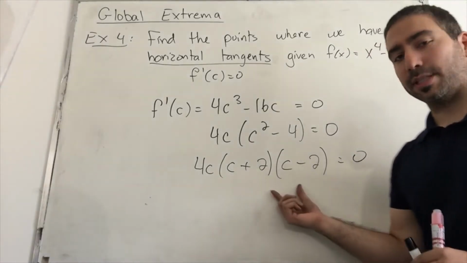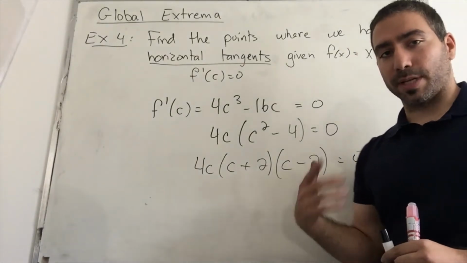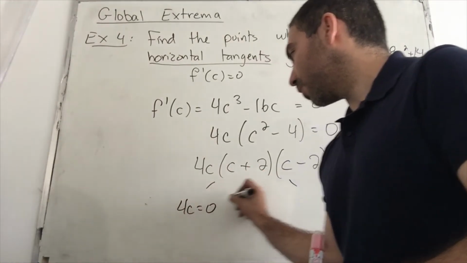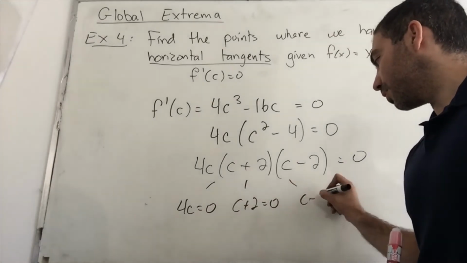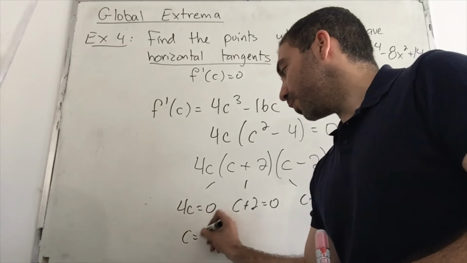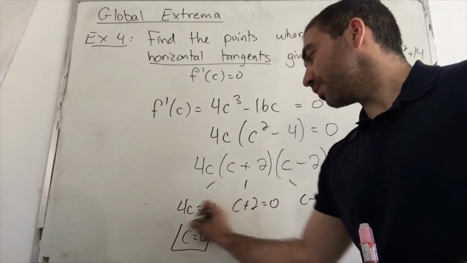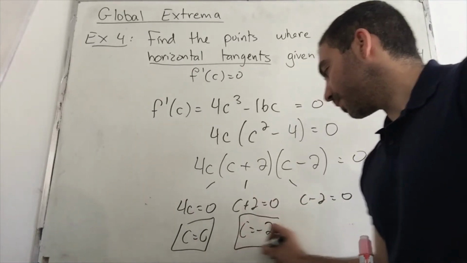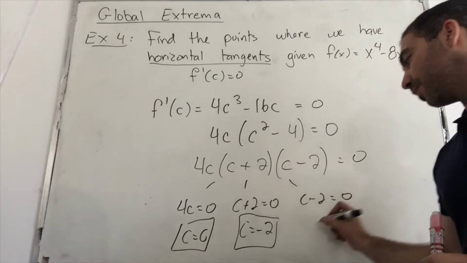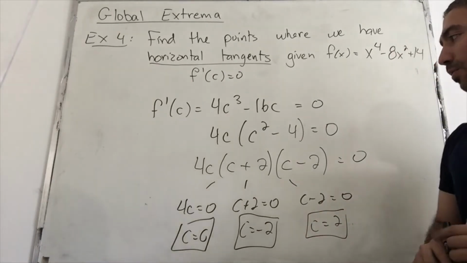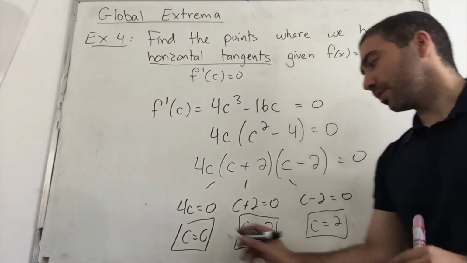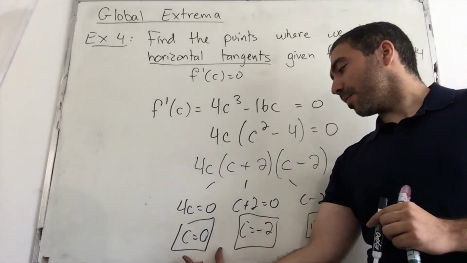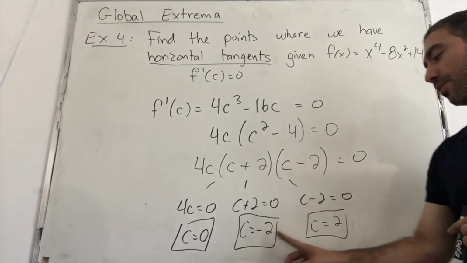So if you're multiplying three terms and it's equal to 0, well, at least one of the three terms has to be a 0. So either 4c equals 0, or c plus 2 equals 0, or c minus 2 equals 0. This means that, dividing both sides of the first equation by 4, you get c equals 0. c plus 2 equals 0, we bring the positive 2 over, it becomes negative, you get c equals negative 2. And then here we have c minus 2, we bring the negative 2 over, we get c equals 2. It becomes positive, and we have these three values. So for this function over here, we have three critical values: c equals 0, c equals negative 2, c equals 2.